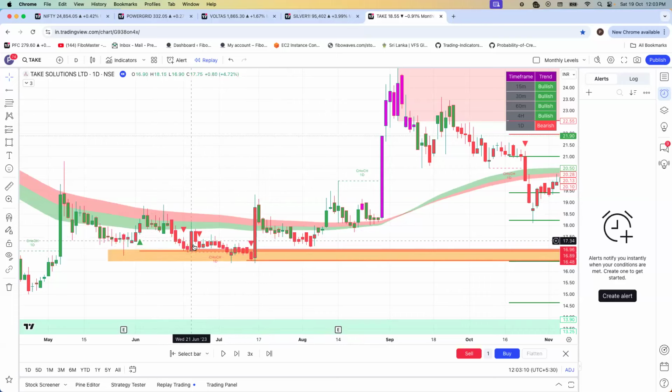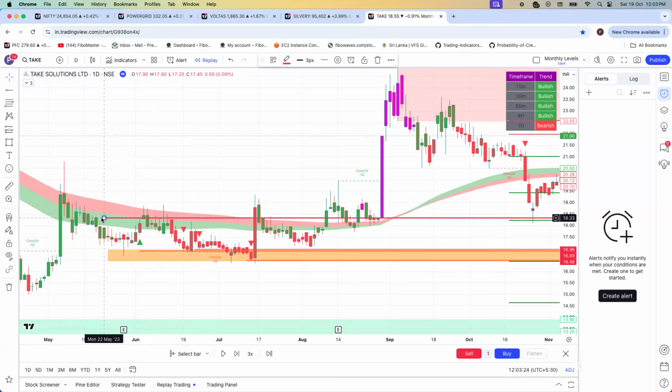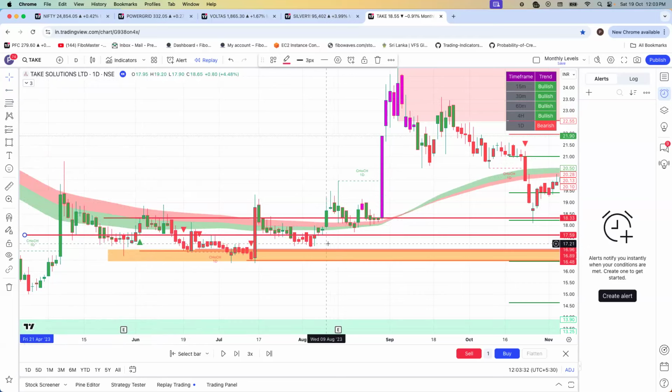That means I have only one green here, correct? Only one green is there. That means green is on the top, so above this candle it will definitely go up, and this will be your stop loss. Did I hit the stop loss? No, it didn't hit the stop loss.